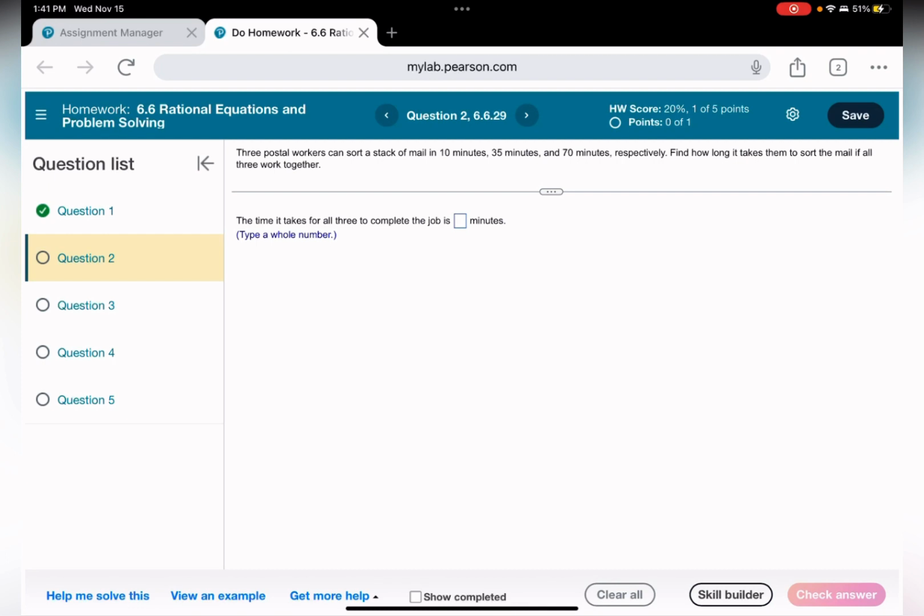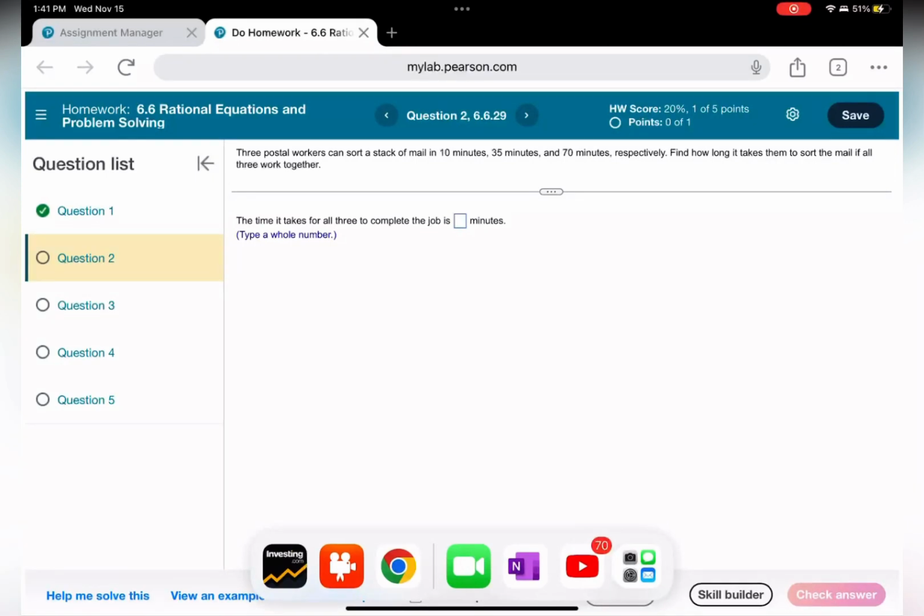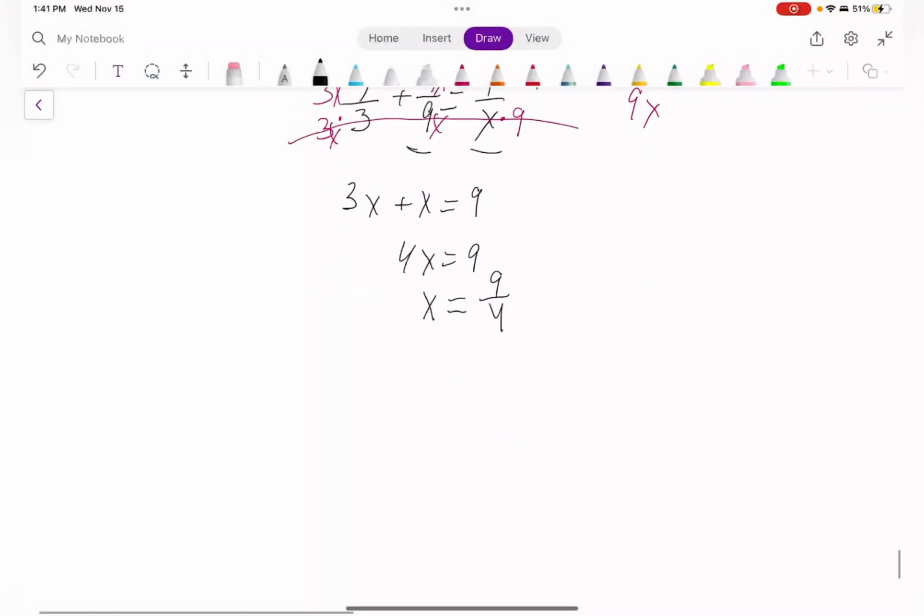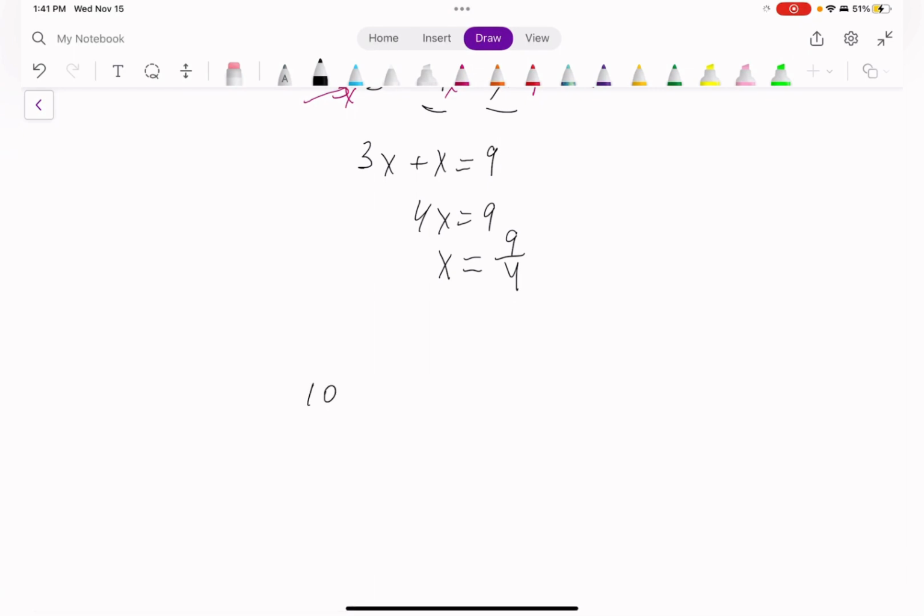3 postal workers can sort a stack of mail in 10 minutes, 35 minutes, 70 minutes, respectively. Find how long it takes them to sort the mail if all 3 work together. It's something similar to what we did, just instead we have three cases: 10 minutes, 35 minutes, 70 minutes. So 10, 35, 70. Same way, right?